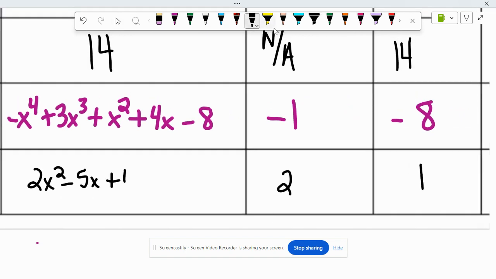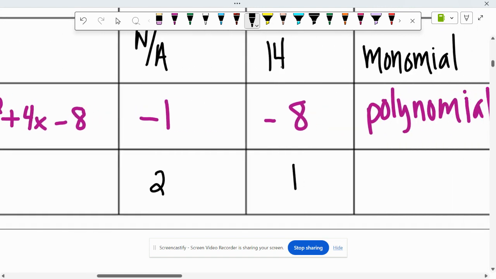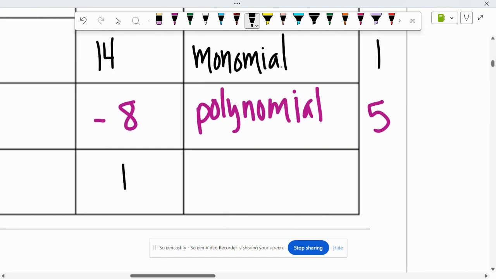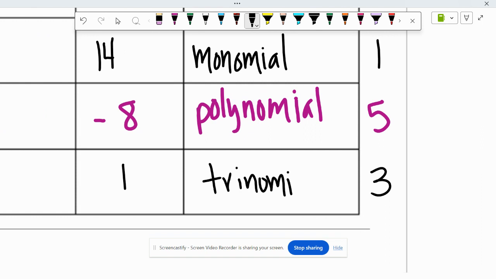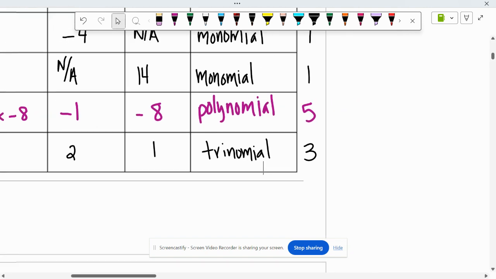1. How many terms does this have? 3 terms. That means it's a what, Seamus? Trinomial. Three terms is a trinomial. Okay. So I'm going to shrink that up, make sure everybody got that.